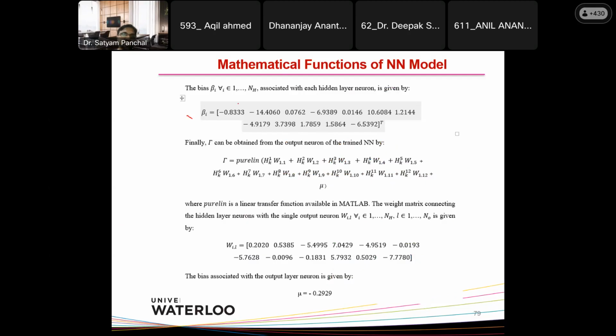So bias values are provided here, and then the lambda function obtained for the output neuron with the purelin, and that is the linear transfer function in MATLAB. The weight matrix connecting the hidden layer neurons with a single output neuron is provided, and the bias associated with the typical output neuron is provided over here, that is minus 0.29.